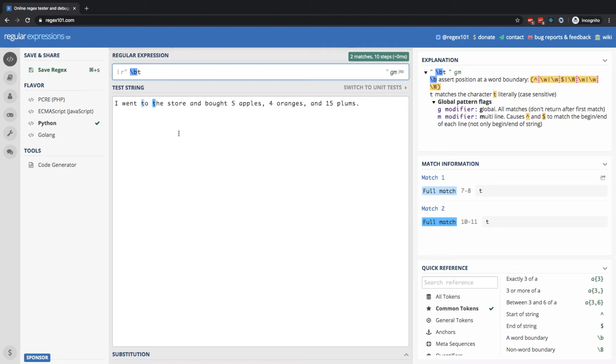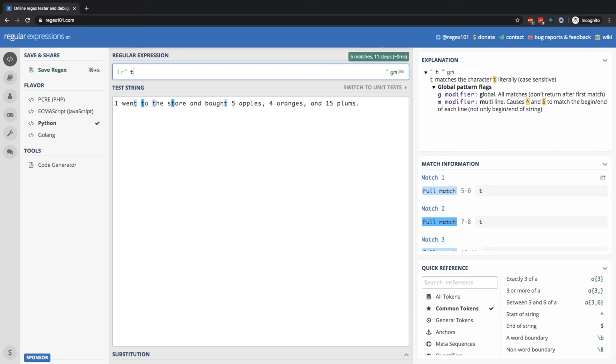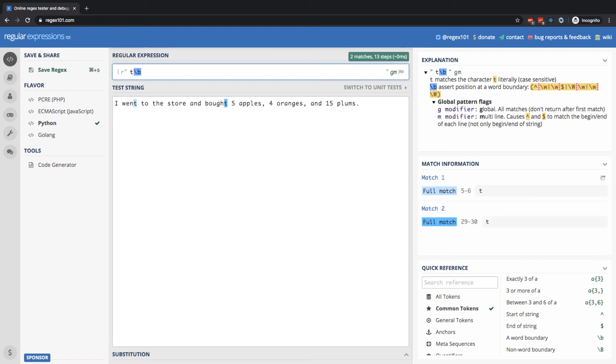All right, let's see what happens when I flip these around. If I go back to T and then I put a word boundary at the end by writing slash B after T, that says go find the T's only at the end of a word. So right now there's two scenarios, T at the end of went, and that is followed again by a word boundary, the end of a word, the boundary of that word. And then the other T is at the end of bought.